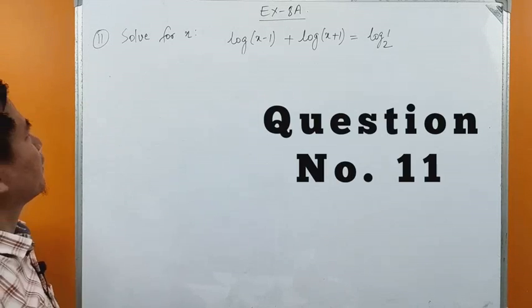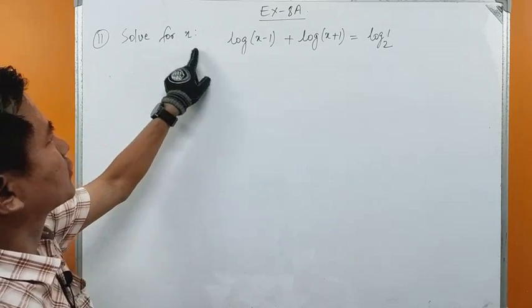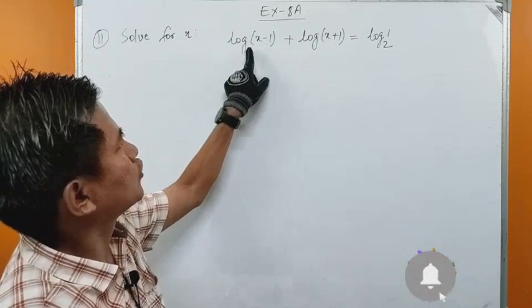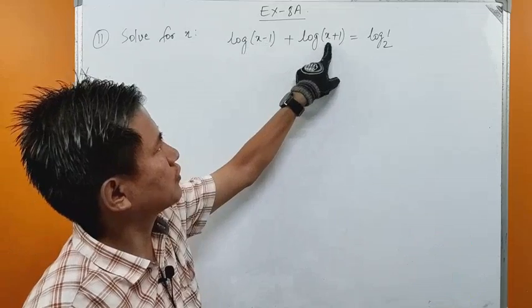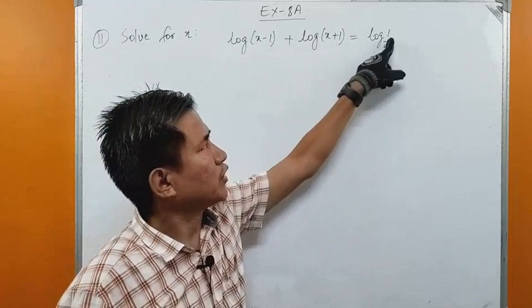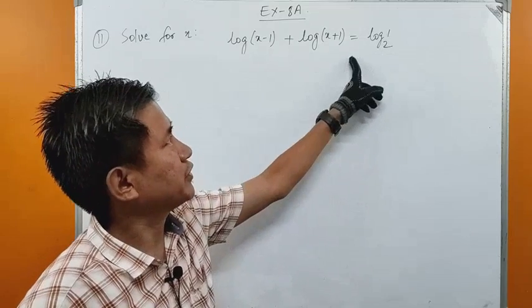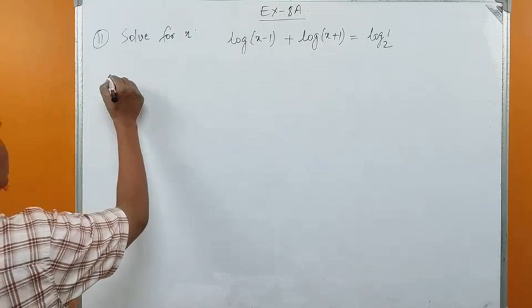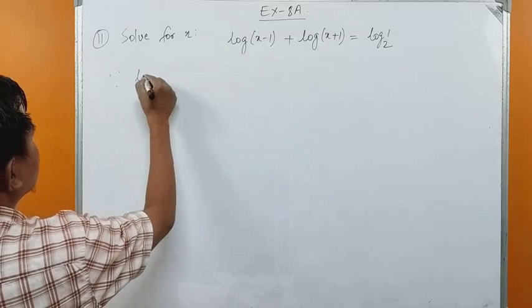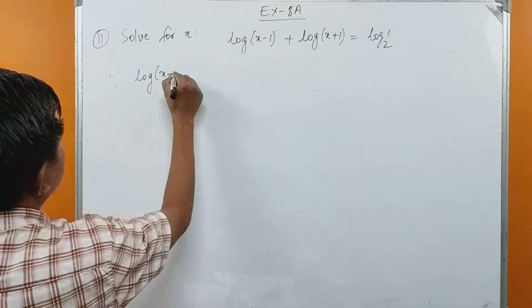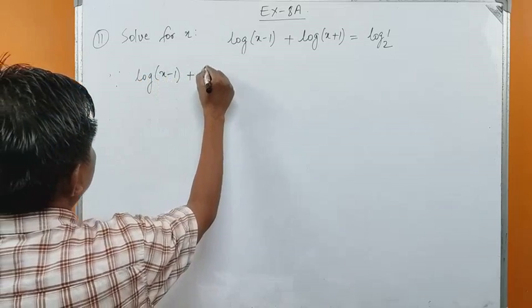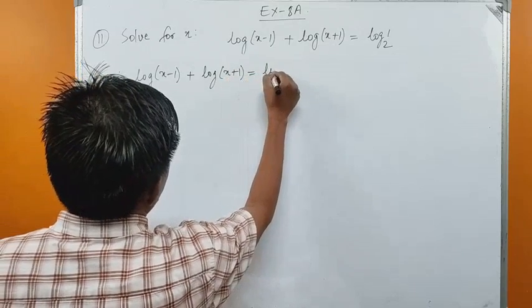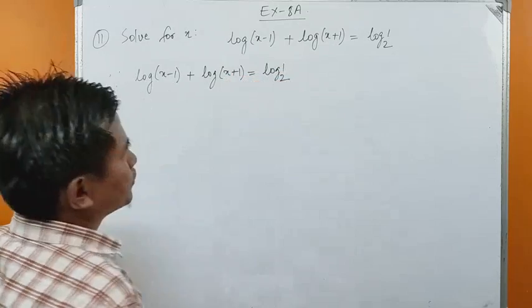Okay, now let us do question number 11. Solve for x. So this is the equation given to us. Log(x minus 1), no base, plus log(x plus 1), no base, equals log 1 to the base 2. This is the equation given to us, and we are asked to find the value of x from this equation. Okay, so let us first write this equation. Log(x minus 1) plus log(x plus 1) equals log 1 to the base 2, isn't it?